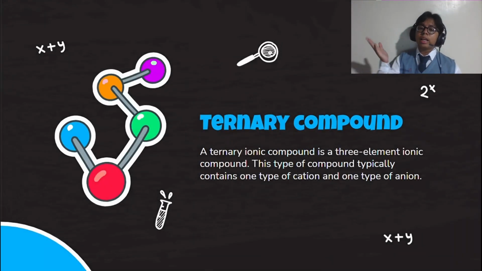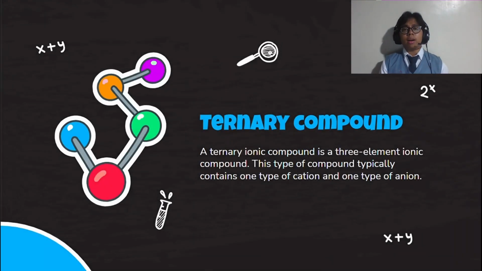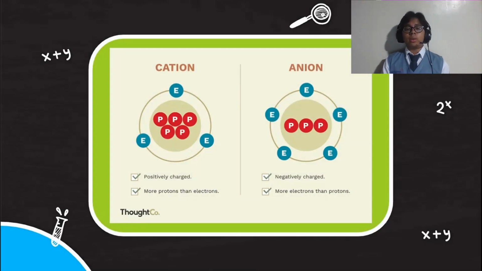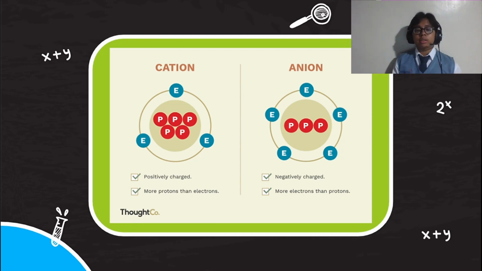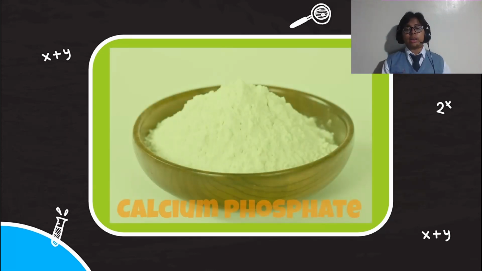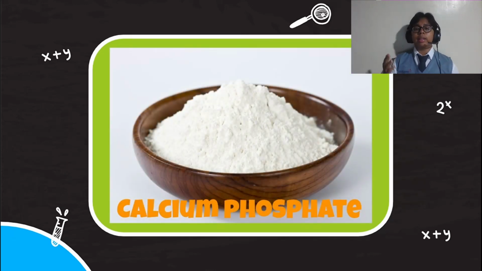A ternary ionic compound is a three-element ionic compound. This type of compound typically contains one type of cation and one type of anion. It is also crucial to note that the polyatomic ions are the cations, anions, or both. Calcium phosphate, the example given in this video, is defined as a ternary compound that appears as a white amorphous powder.